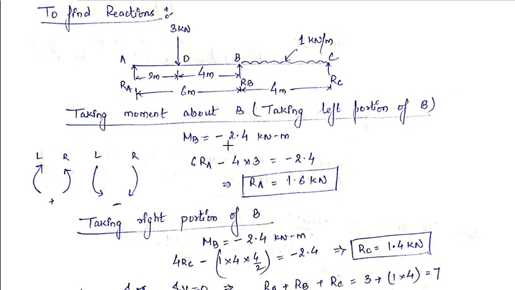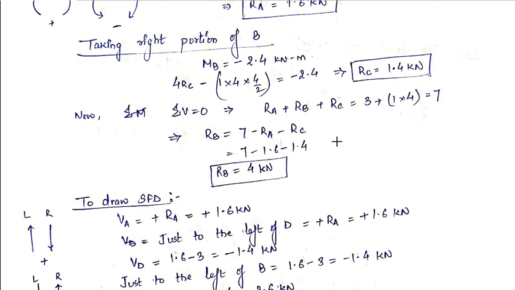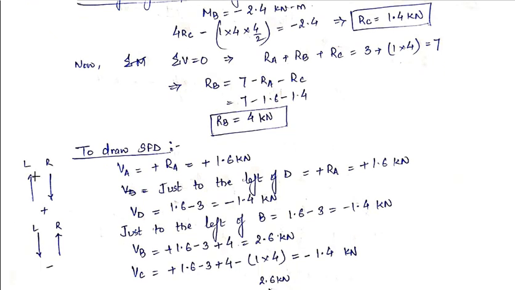If we take a section just to the right of D, there are two forces: Ra and 3 kilonewton. Ra is upward and 3 kilonewton is in the downward direction. If the left force is upward, it is positive, so Ra will be plus 1.6, and 3 is downward. If the left force is downward, the shear force will be minus, so minus 3. So the value of Vd will come out to be minus 1.4 kilonewton.